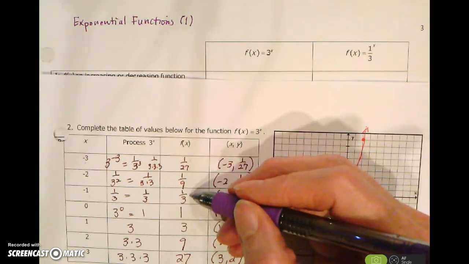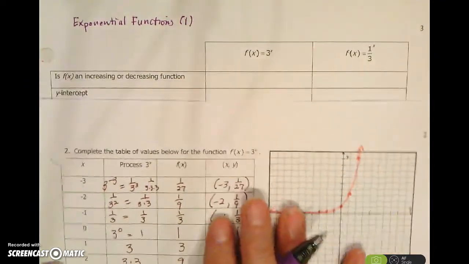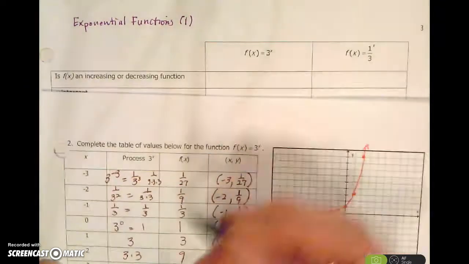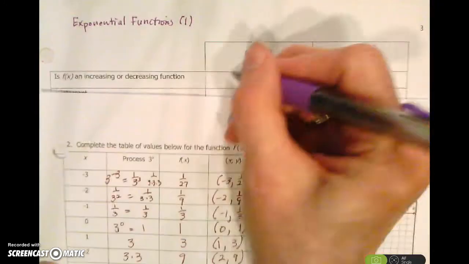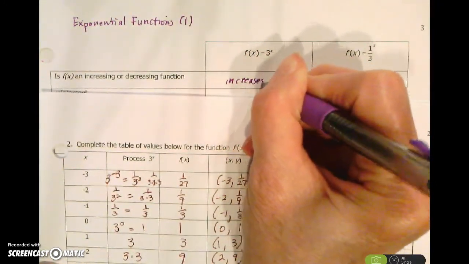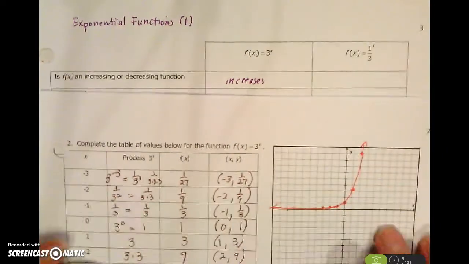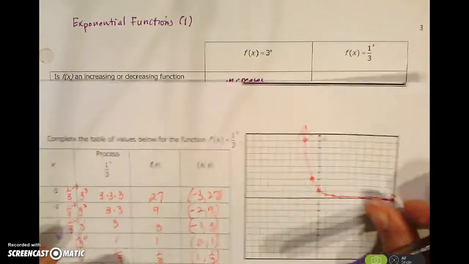1/27th, 1/9th, 1/3, 1, 3. You see it also increases. So the answer for this, for y equals 3 to the x, is that it increases as the x increases.